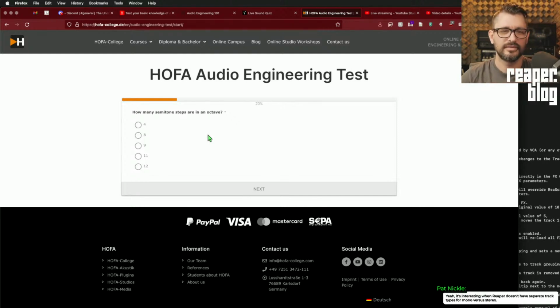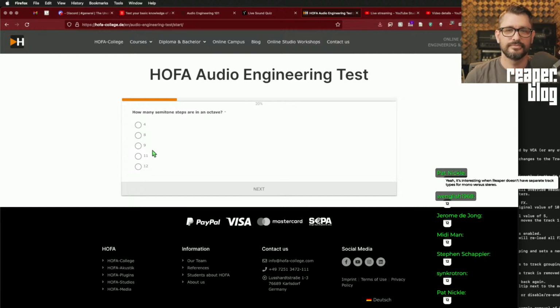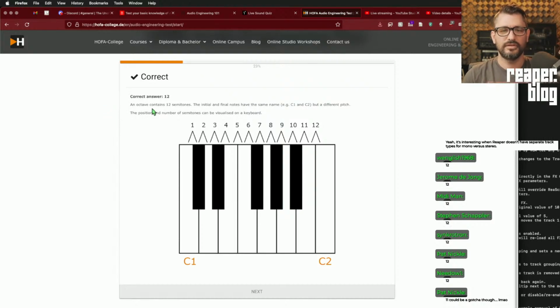How many semitone steps are in an octave? 4, 8, 9, 11, or 12? All right, unanimously, that's going to be a 12. An octave contains 12 semitones. The initial and final notes have the same name, C1 and C2, but a different pitch. The position and number of semitones can be visualized on a keyboard. So they're not even talking about frequency or anything like that.